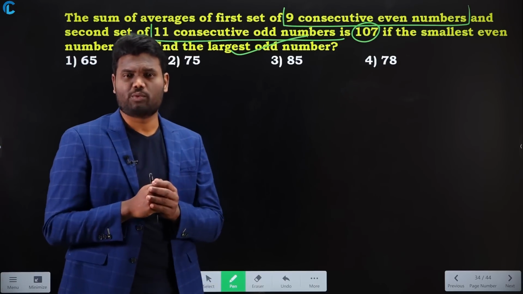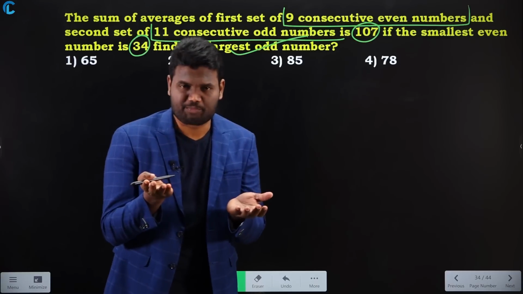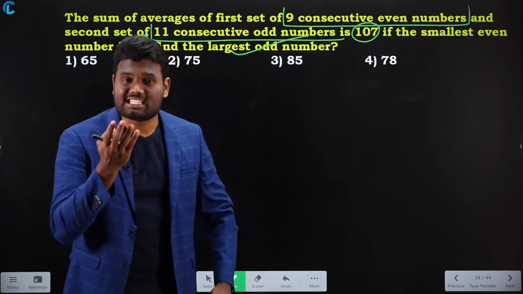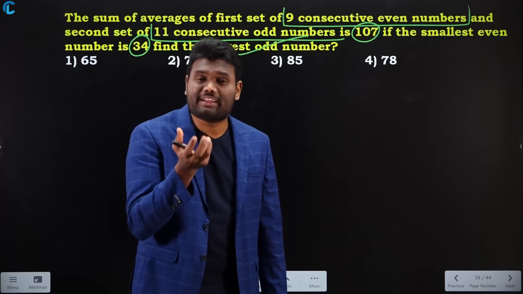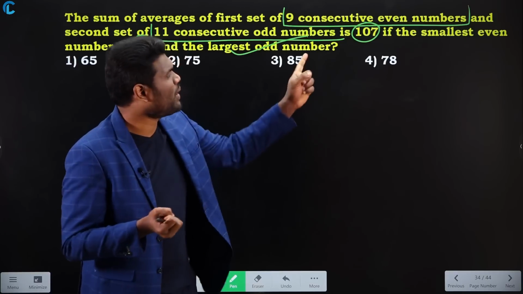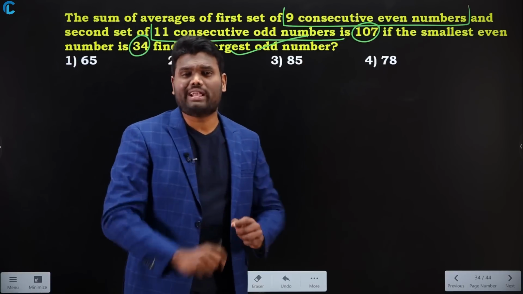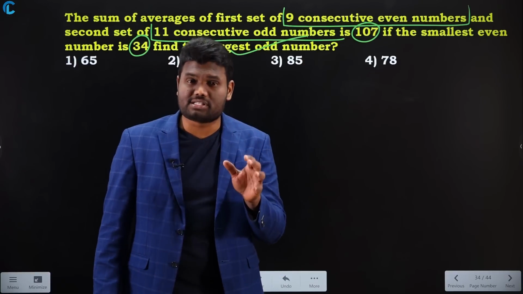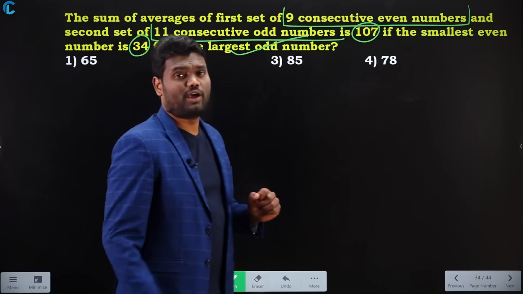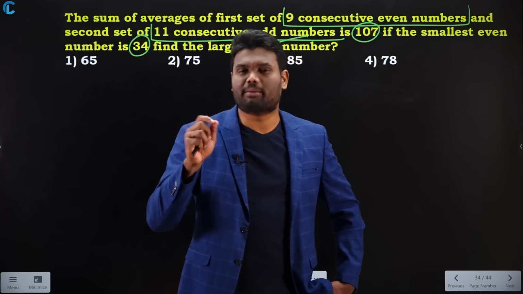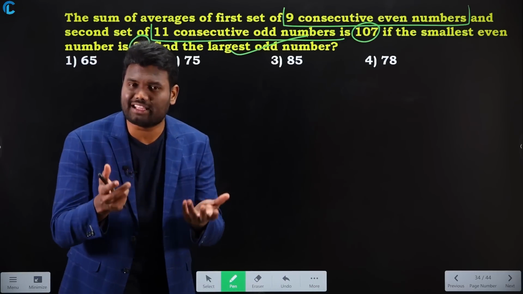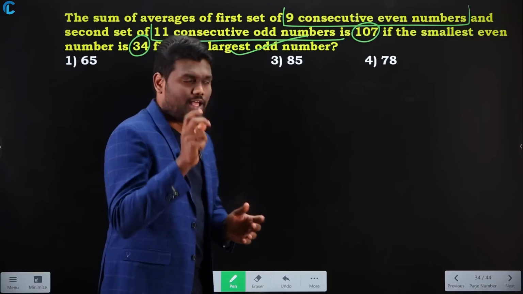In this question, it was mentioned there are two sets. First set is nothing but set of 9 consecutive even numbers, and second set is nothing but set of 11 consecutive odd numbers. For both of these, the sum of averages is 107. And one more point it was mentioned, in the even numbers, the smallest number is 34. And we are asked to find what is the highest odd number. That was your question. If you are able to understand the question clearly, then solving this question will become really simple. Okay. So look here.